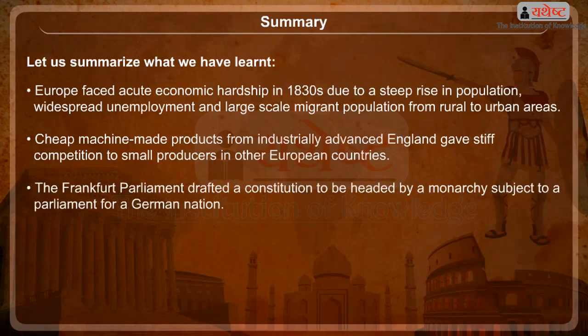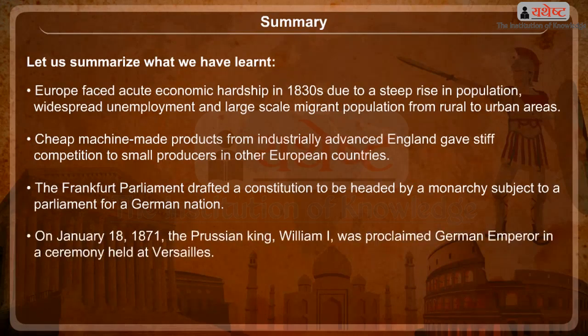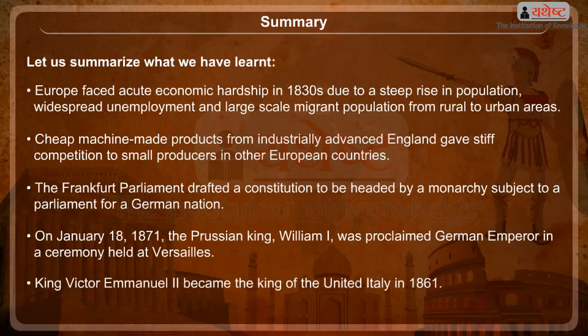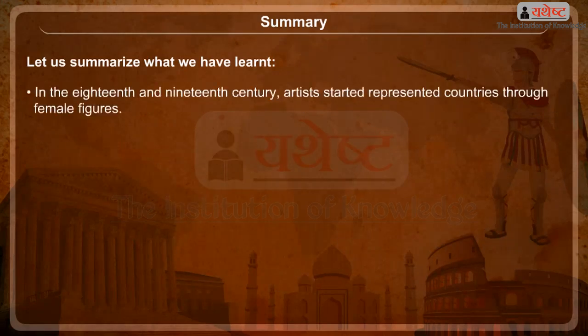The Frankfurt Parliament drafted a constitution to be headed by a monarchy subject to a parliament of a German nation. On January 18, 1871, the Prussian king William I was proclaimed German emperor in a ceremony held at Versailles. King Victor Emmanuel II became the king of the United Italy in 1861. In the 18th and 19th century, artists started representing countries through female figures.